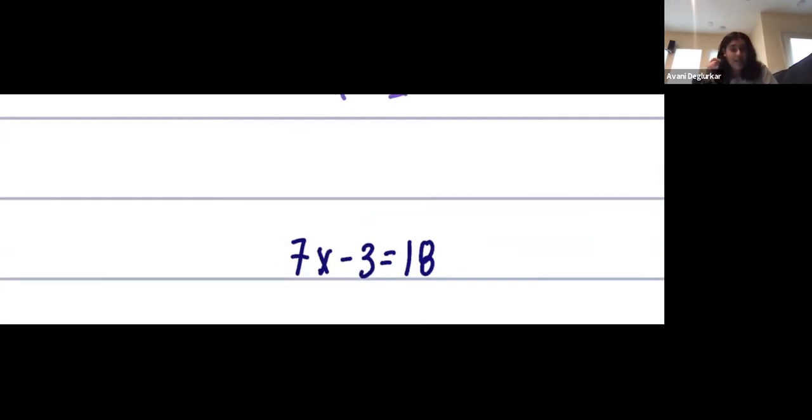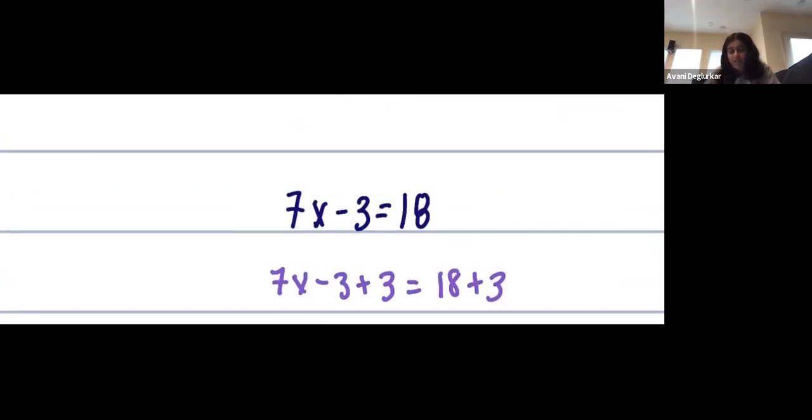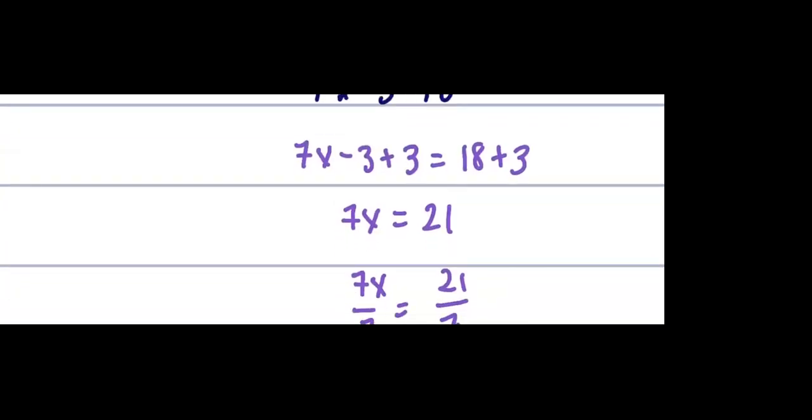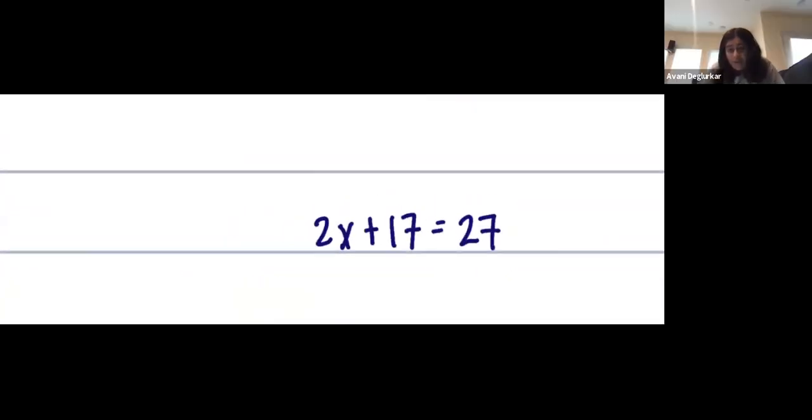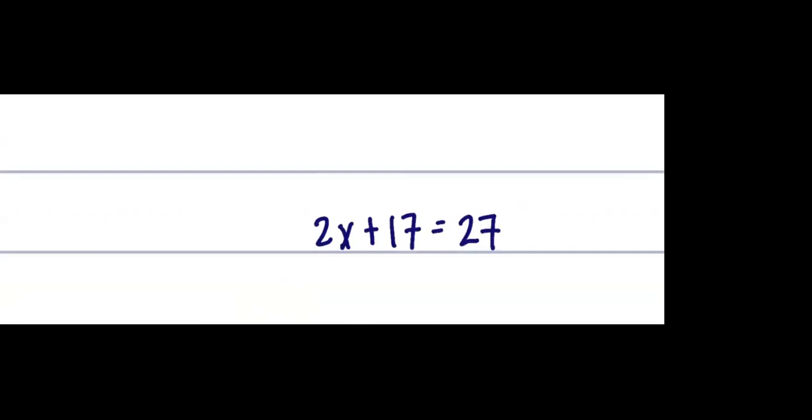7x minus 3, this one has an extra step. You're going to add a 3 to both sides to get the variable by itself on the left-hand side. So you're going to do 7x minus 3 plus 3 equals 18 plus 3. Minus 3 plus 3 is 0, so you get 7x. 18 plus 3 is 21. And you can divide both sides by 7, so you get 7x over 7 equals 21 over 7. And you get x equals 3. Okay, last one. 2x plus 17 equals 27.